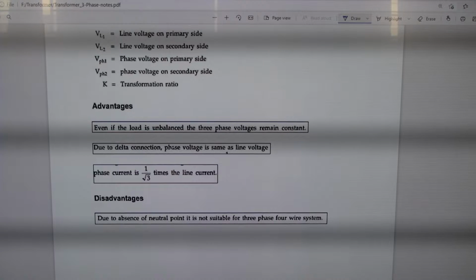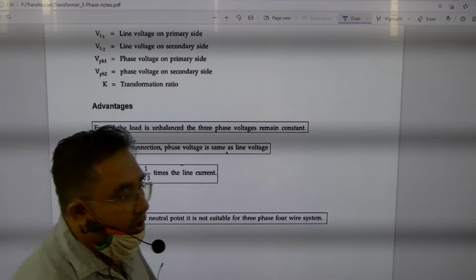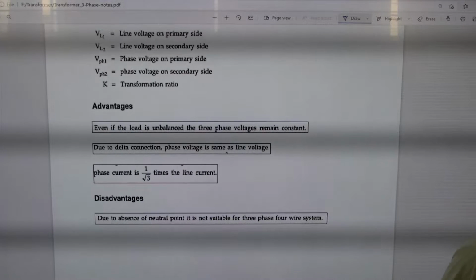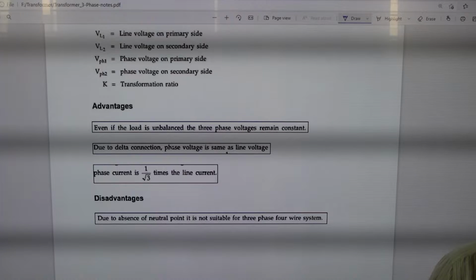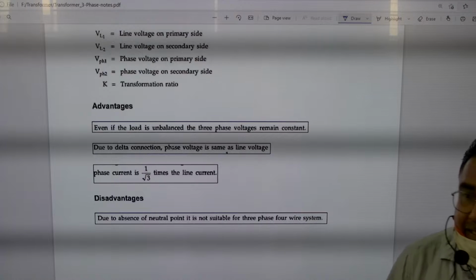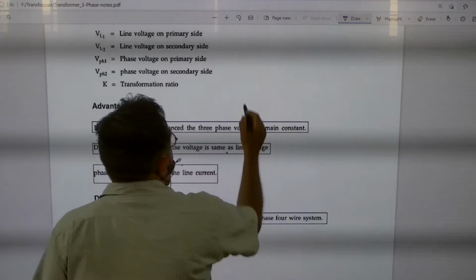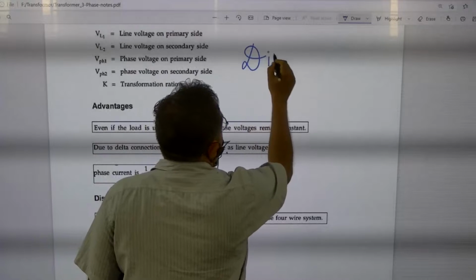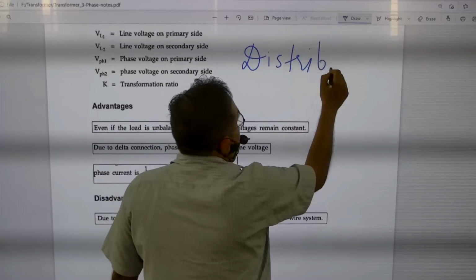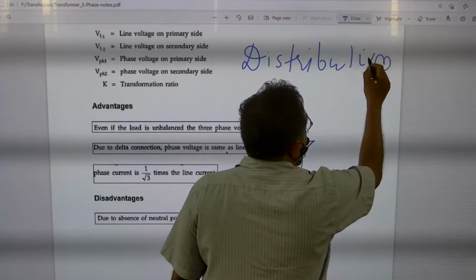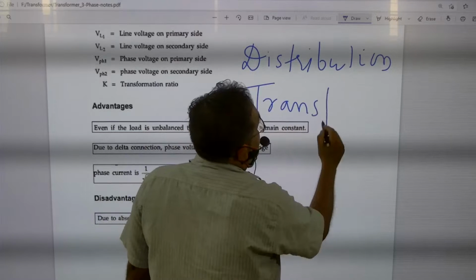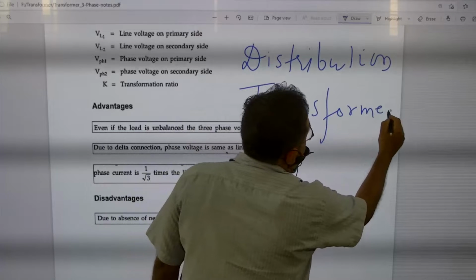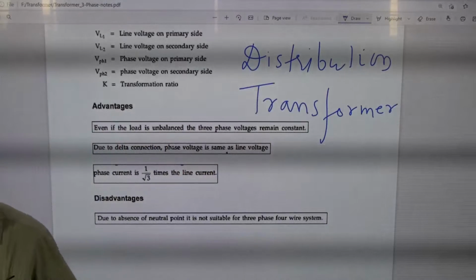However, the distribution transformers which are used in our colonies, you will see on the primary side the windings are connected in delta. On the primary side the windings are connected in delta. The distribution transformer, from your practical knowledge point of view, do you know what a distribution transformer is? The transformer which is there in your colonies, mohallas, is called a distribution transformer.